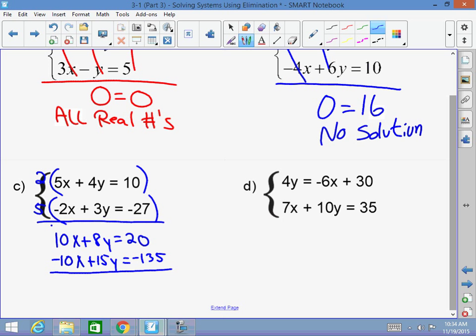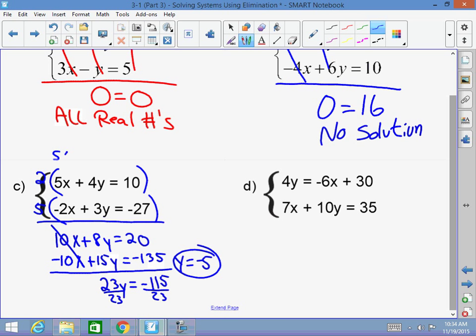Okay, the x's go bye-bye. 23y equals negative 115. If I divide both sides by 23, y equals negative 5. Once y equals negative 5, I'm going to plug it back in.